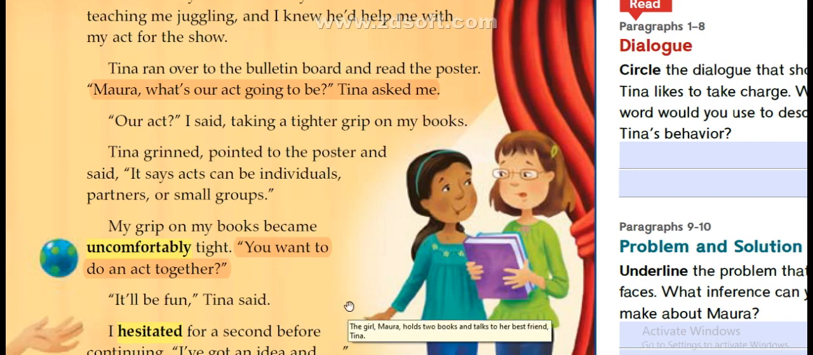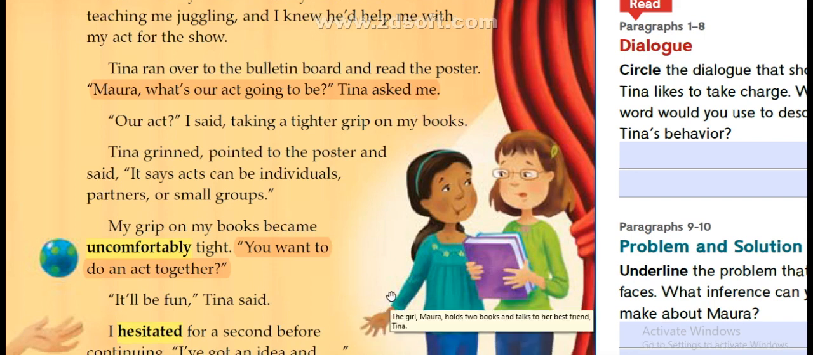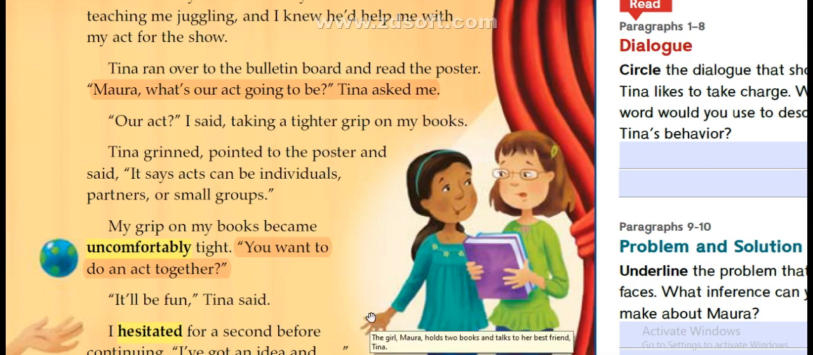Is she respectful? Is she respecting Mora's ideas? Or is she being disrespectful of others' ideas? Or is she controlling Mora's ideas and being bossy?